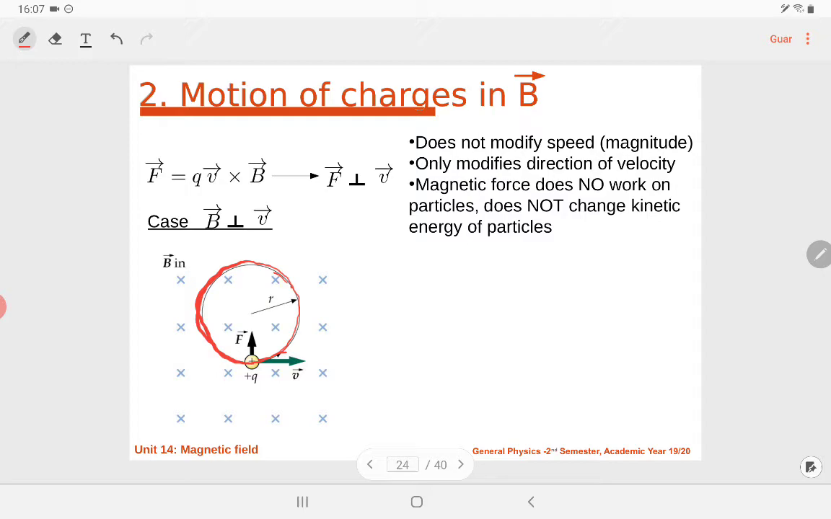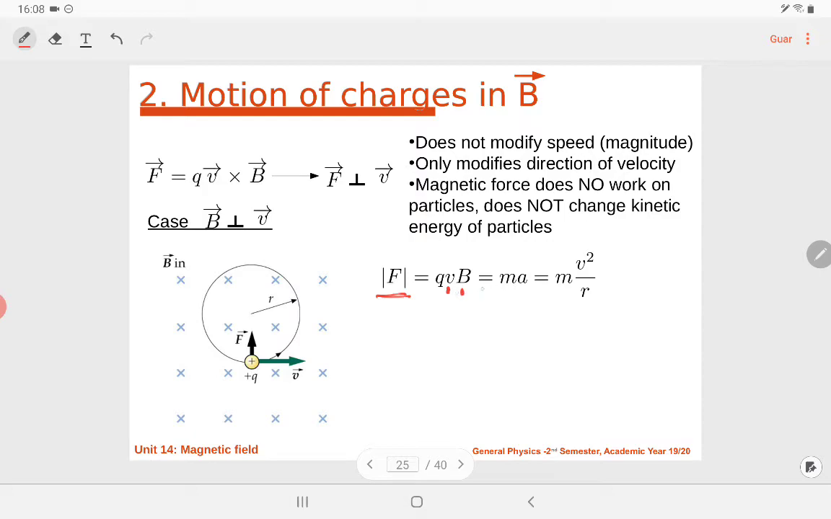Then, knowing that this is a uniform circular motion, we can derive certain parameters of this circular motion. The first thing we could do is calculate the magnitude of the force. As we know that it's perpendicular, the magnitude of the force, the modulus of F, is going to be q times v times B. And this is so because both velocity and the magnetic field are perpendicular.